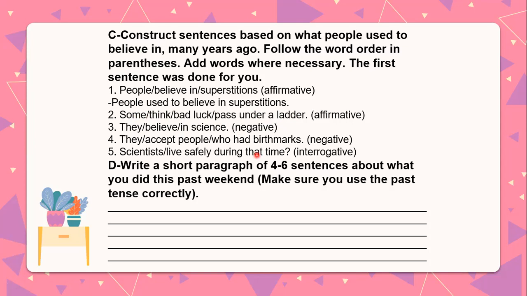Similarly, you need to revise the slide in which we explained the forms, and you need to write them correctly, adding used to. In part D, you need to write a short paragraph of 4 to 6 sentences about what you did this past weekend, and you need to make sure the past tense is correct. The purpose of writing this paragraph is using the past tense in your writing, and mainly we'll be using the past tense when starting our narrative writing, because you will be narrating a story that took place in the past or something that you've experienced in the past.